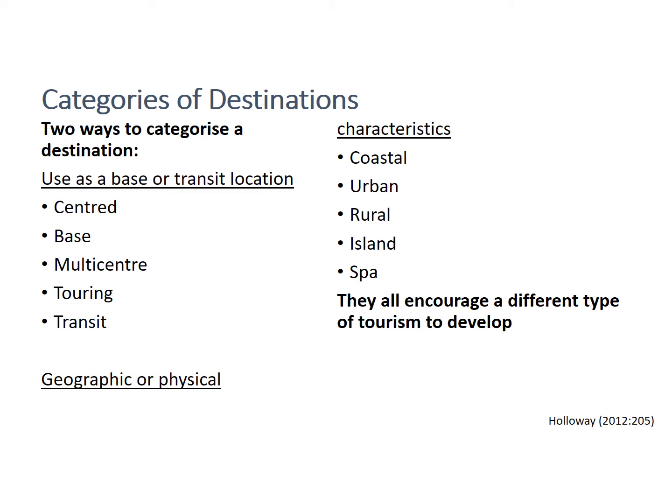So categories of destinations. There are basically two ways to categorize a destination. You can categorize a destination in terms of a base or transit location. So this can be centered, it could be a base, it could be multi-center, touring or transit. And then geographic or physical characteristics, including coastal, urban, rural, island or spa. And they all encourage a different type of tourism to develop.